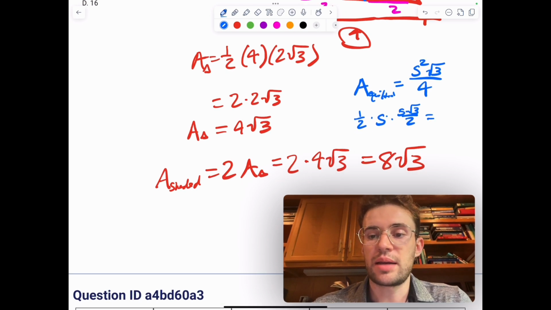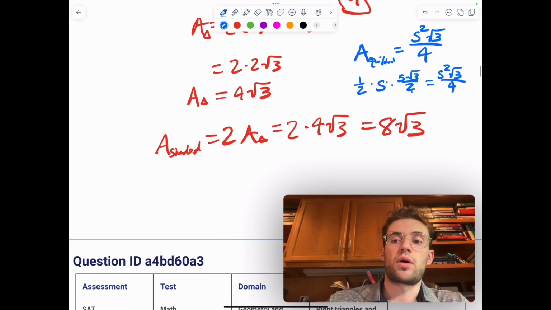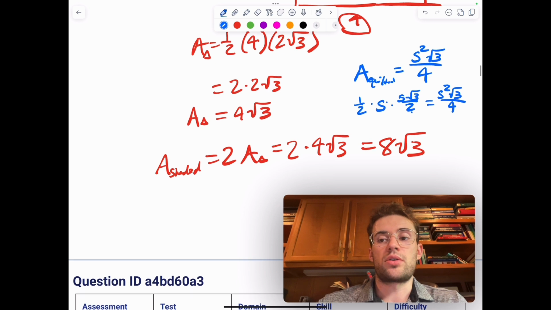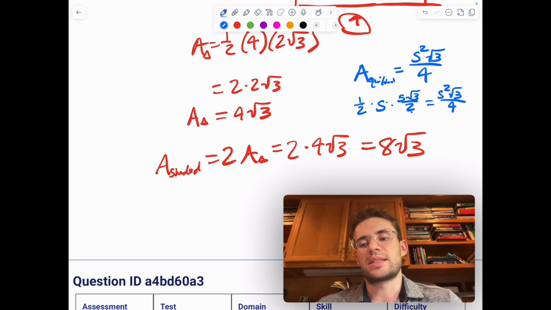And that gives us s times s is s squared. The square root of 3 will just stay up there in the numerator. And then we have 1/2 times another 2 in the denominator. So that's 2 times 2 is 4 down here. All right, so s squared root 3 over 4 is the area of an equilateral triangle given the side. You know, it could potentially help, but it's not something you need to know.